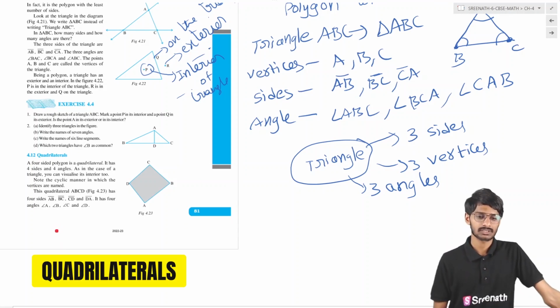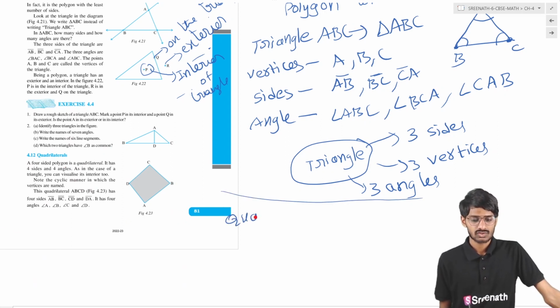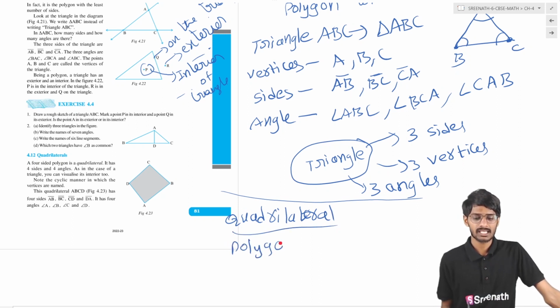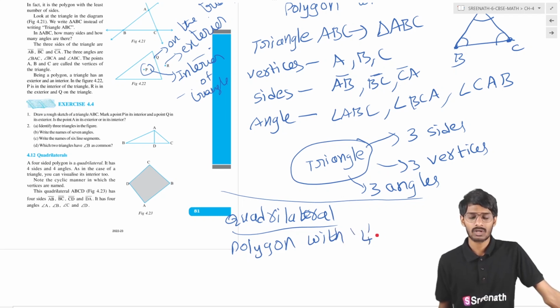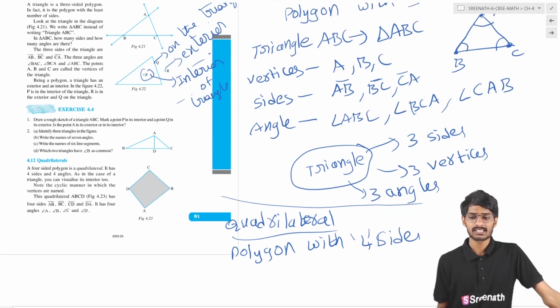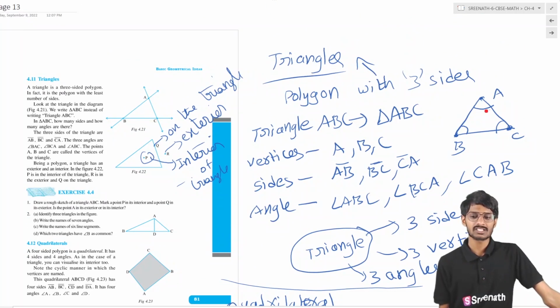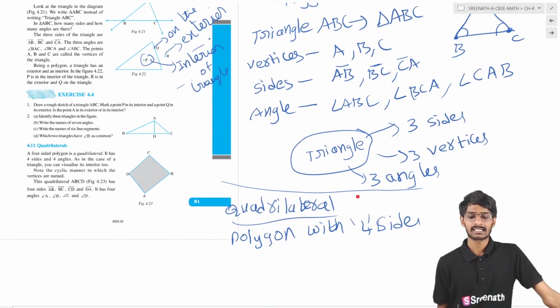Now we will discuss quadrilaterals. What are quadrilaterals? A quadrilateral is also a polygon, students, but here it is a polygon with four line segments, four sides. So this is the quadrilateral with four sides. What is the triangle? A triangle is a polygon with three sides. A quadrilateral is a polygon with four sides, students.